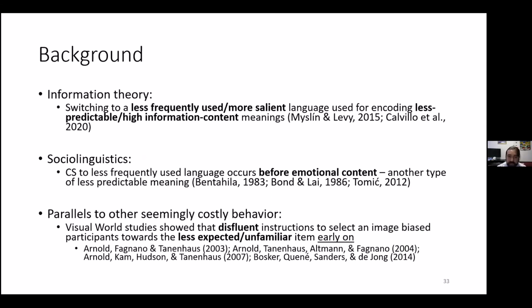This is greatly inspired by information theory, essentially from sociolinguistic and corpus-based studies showing that switches tend to occur before less frequently used or more salient languages, and also tend to encode less predictable or highly informative content as measured by surprisal. Similarly, sociolinguists have documented several sociopragmatic functions for code switching, among them that CS is associated with, for example, highly emotive content or taboo content, which is another form of less predictable meaning.